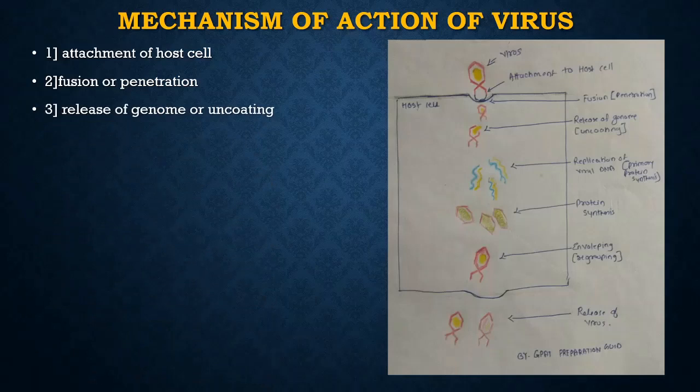Third step is release of genome or uncoating. As its name suggests, it is uncoating of the viral body, that is the viral capsule. Viral capsule opens up and it releases its genome from inside. Now these viral genomes replicate themselves to form new virus. After replication of the viral genome, the protein synthesis takes place. This protein synthesis is required for the formation of the capsule.